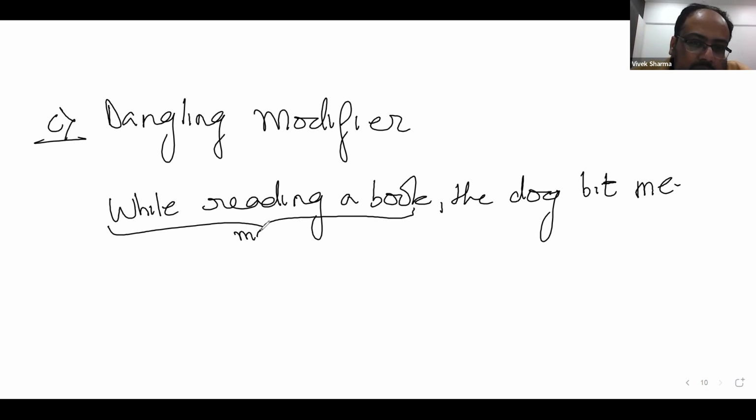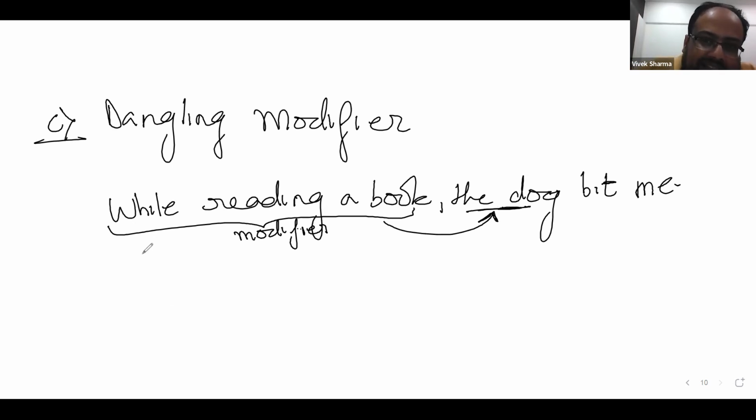So if the modifier is while reading a book, this is a participle modifier. And reading, ing, this is a participle modifier. It is placed next to the dog. So this sentence as it is implies that the dog was reading the book and while reading the book, the dog bit me. So unless I want to say that the dog was reading the book, the sentence is not correct, right?